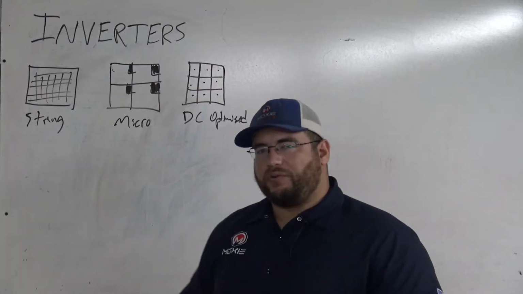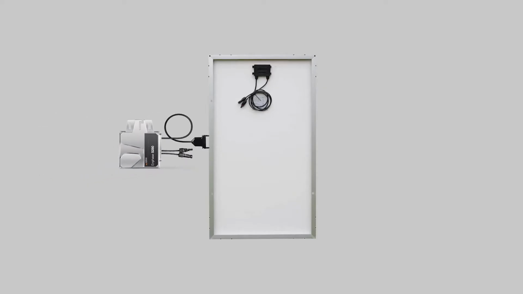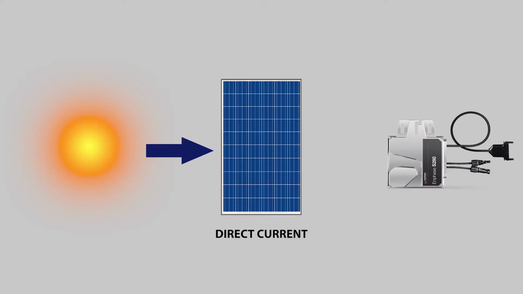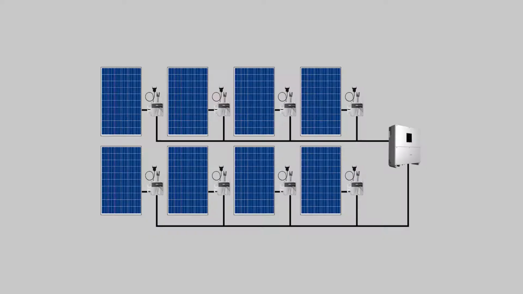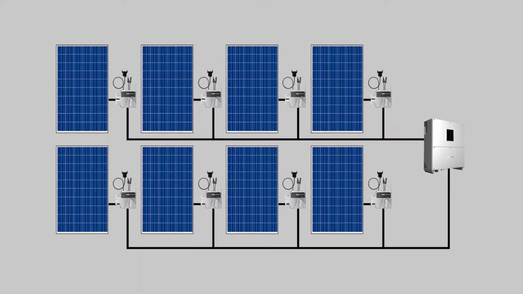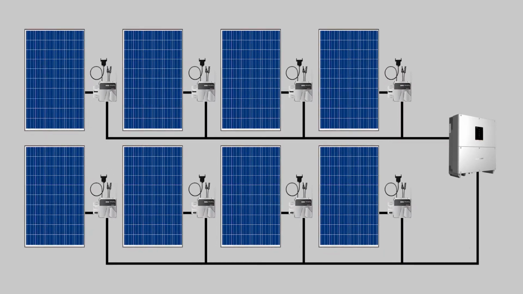The second is the micro inverter. It's an individual inverter on the back of each panel. So it inverts the power from direct current to alternating current right at the panel level. The DC optimized system is the best of both worlds. It allows us to monitor the systems through an individual optimizer, a little computer on the back of each module.